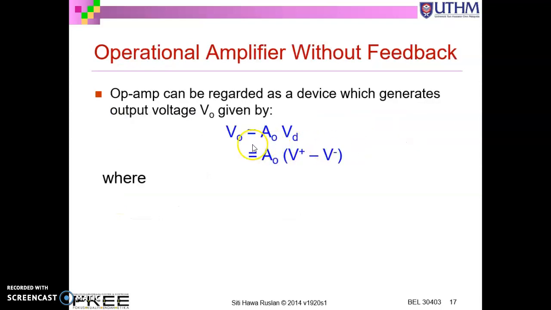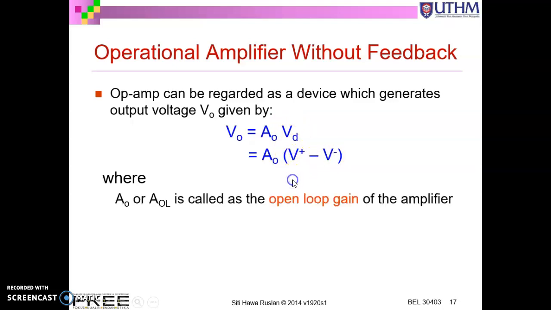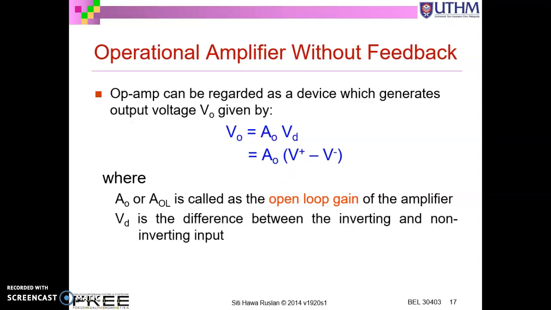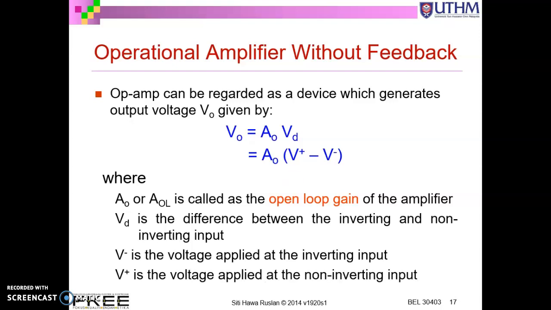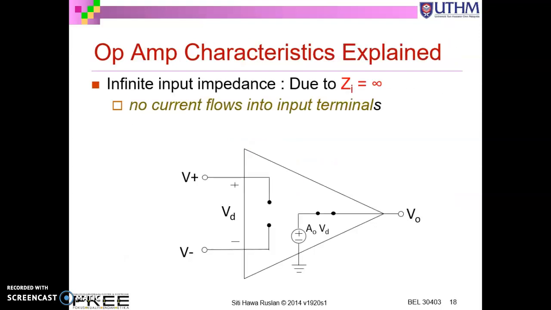Okay, AO is also known as AOL or open loop gain. This is the equation defining the output voltage with respect to AO and the difference at the input VD, where VD is V plus subtract V minus. And AO we also call AOL or open loop gain of the amplifier, and VD just now we defined as the difference between V minus at the inverting and V plus at the non-inverting input.